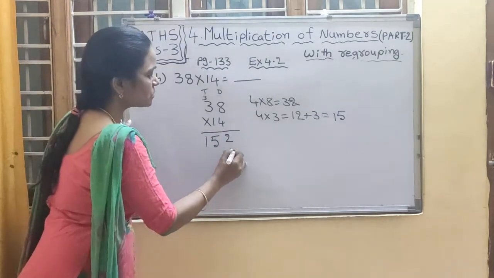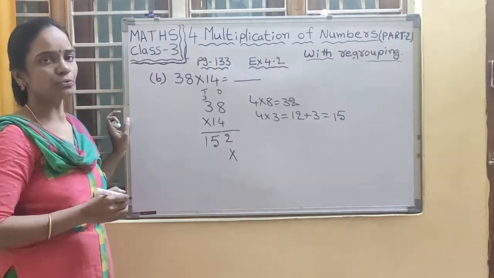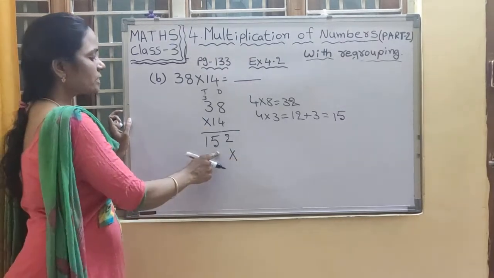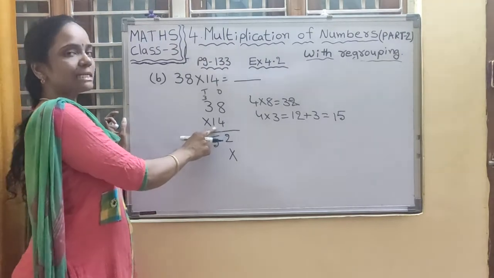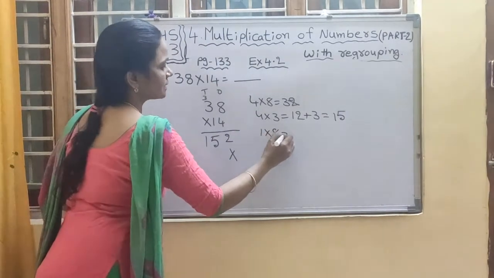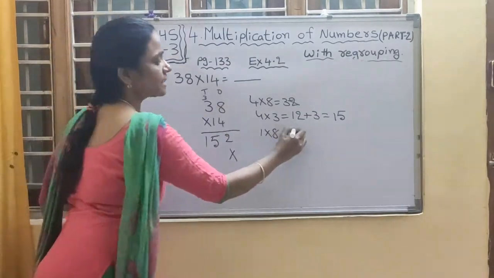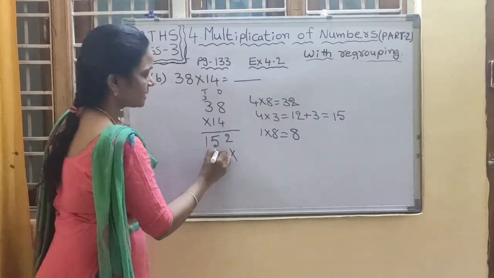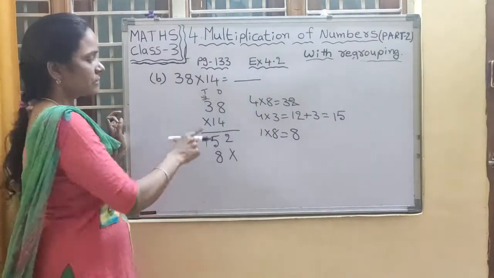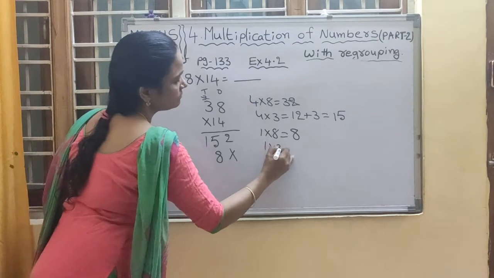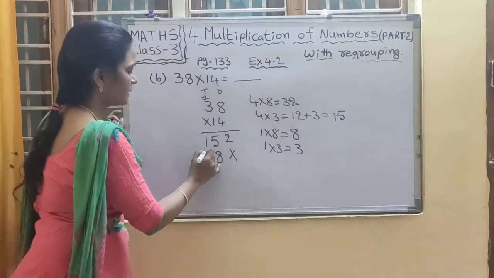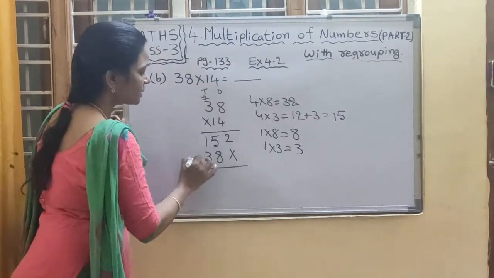So for 1's place put 0. In the second line for 1's place we have to put 0 and start with the 10's place, because we are doing the 10's place. Yes, children. 1 into 8. 1 8s are 8. So write 8. Next 1 into 3. Cut these carries. 1 into 3. How much? Yes, 1 3s are 3. So write 3 here. Now take addition.